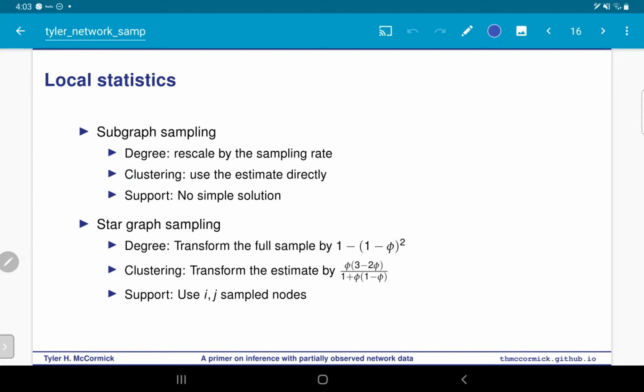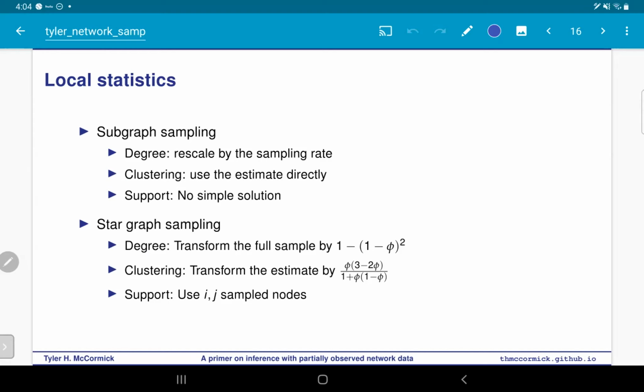which is consistent with what I was describing before. This idea that as we trim the number of individuals, we might be trimming the number of potential edges that any one person could have in a relatively proportional way. The degree of clustering, we can use that estimate directly.